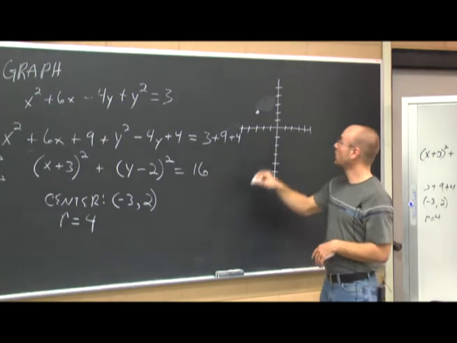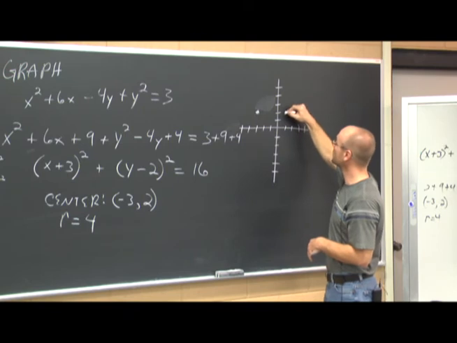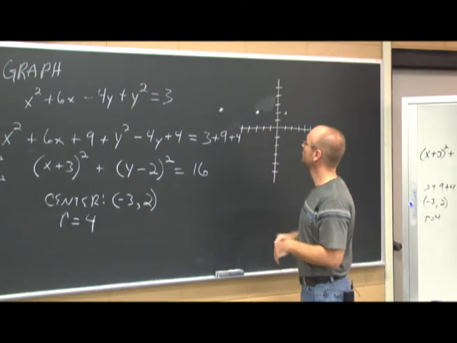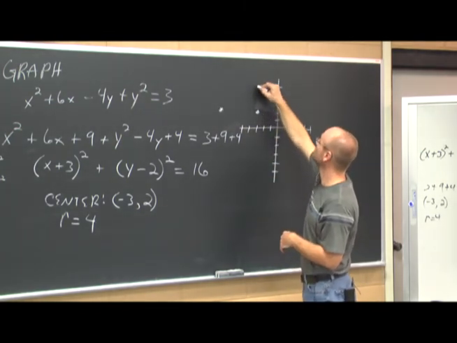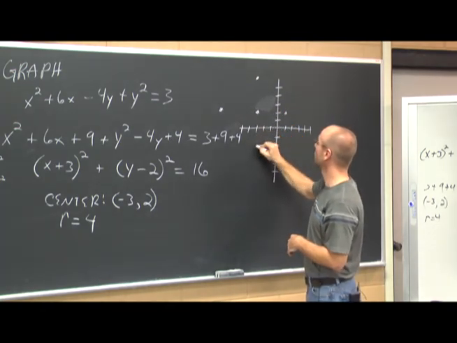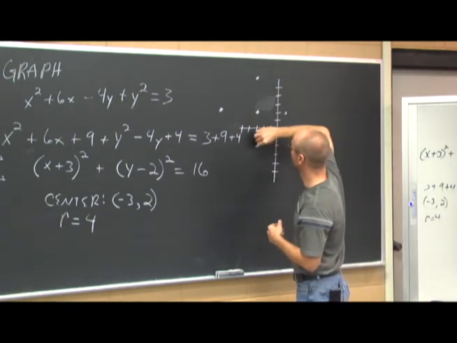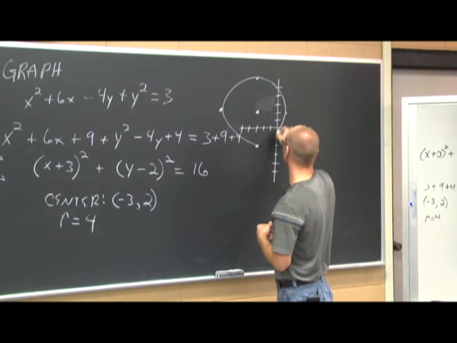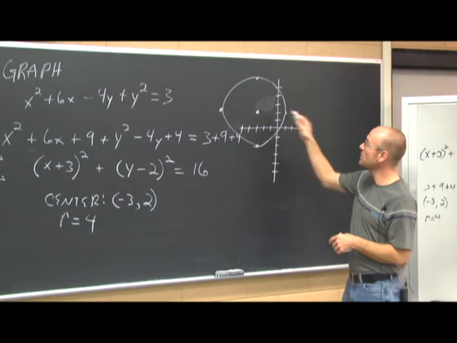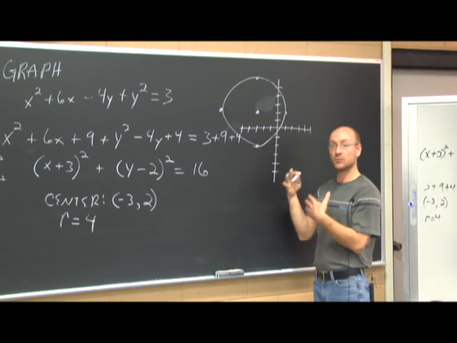Now, my radius is 4, so I want to go 1, 2, 3, 4 in this direction. I can go 1, 2, 3, 4 in this direction. And I can go 4 up, 1, 2, 3, 4. I can go 4 down, 1, 2, 3, 4. And I have all these points here that I can graph my circle, and hopefully it looks somewhat circle-ish, if circle-ish is a word, right? So we have our circle. Any point on this circle from the center is our radius, 4 units away.